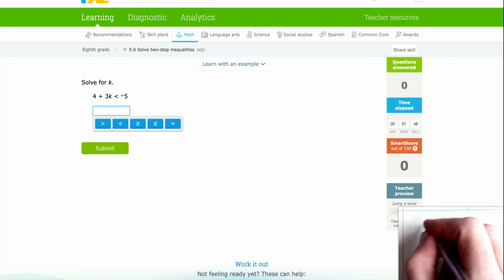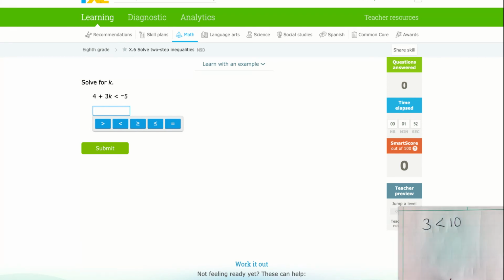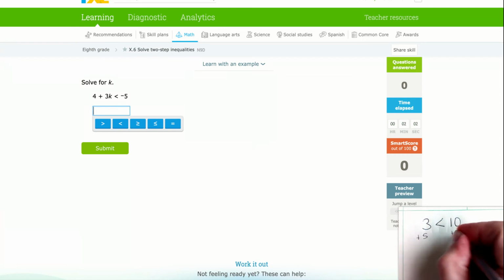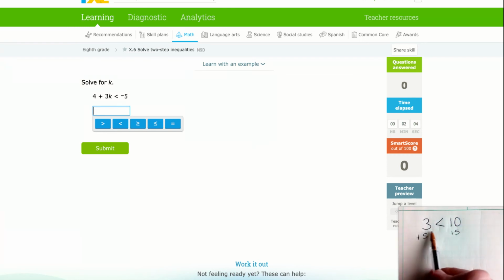If you think about this, if I go 3 is less than 10, you should all realize that's absolutely true. 3 is less than 10. If I add an amount to either side, like add 5 and I add 5, the number on the left side of the inequality is still going to be less than the number on the right side of the inequality. 8 is still going to be less than 15.